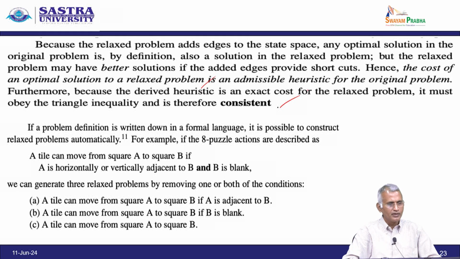If a problem definition is written down in a formal language, it is possible to construct relaxed problems automatically. For example, the 8 puzzle actions are described as: a tile can move from square A to square B if A is horizontally or vertically adjacent to B and B is blank. We can generate 3 relaxed problems by removing one or both of the conditions. Number 1: a tile can move from square A to square B if A is adjacent to B. Number 2: a tile can move from square A to square B if B is blank. Number 3: a tile can move from square A to square B.